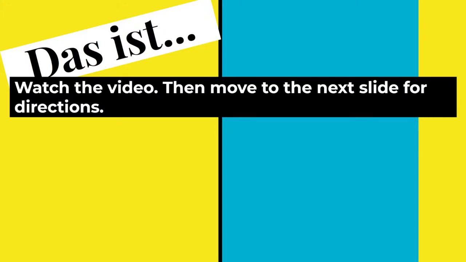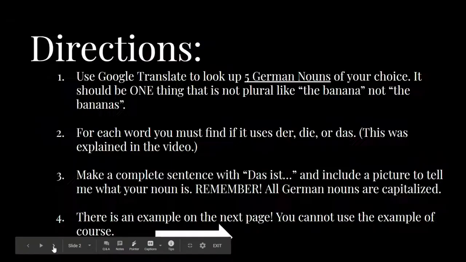Das ist. In the last video, you learned how to use das ist to make a complete sentence to say what something is. So watch the video. That's what you're doing right now. Then move to the next slide for directions. I'm going to very quickly explain the directions to you.